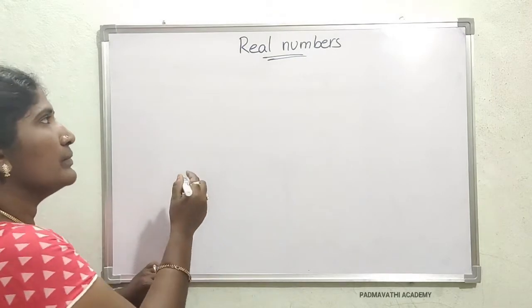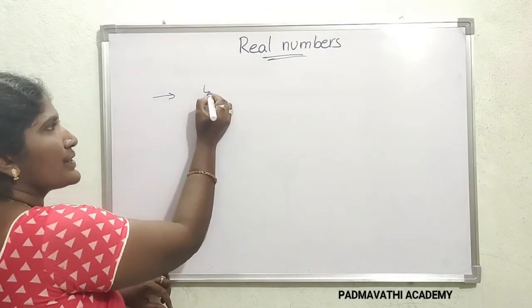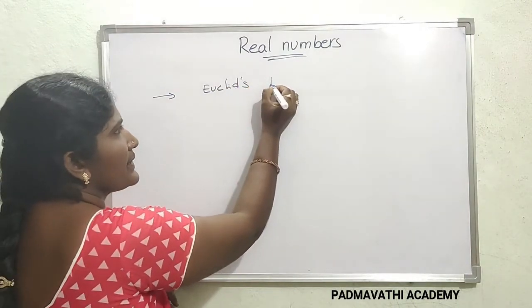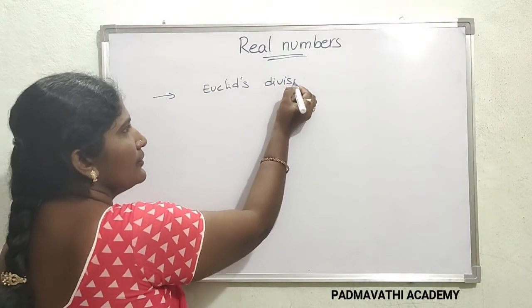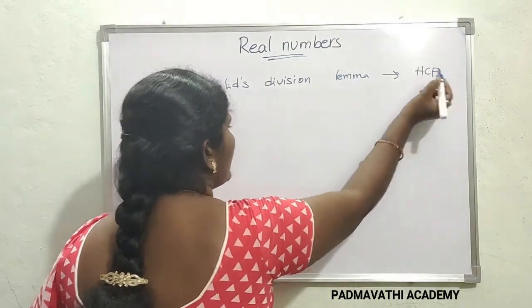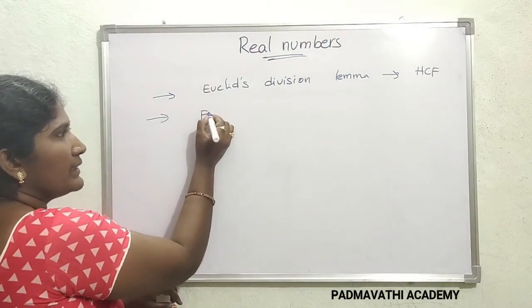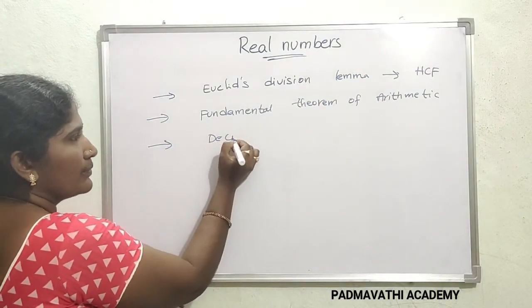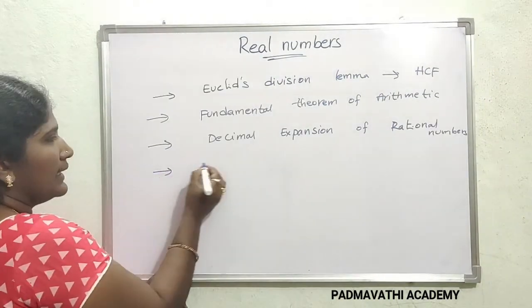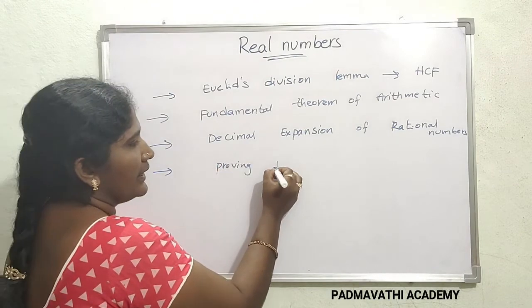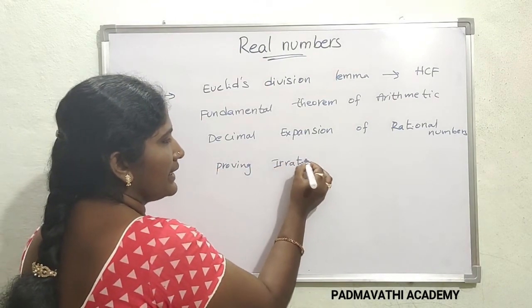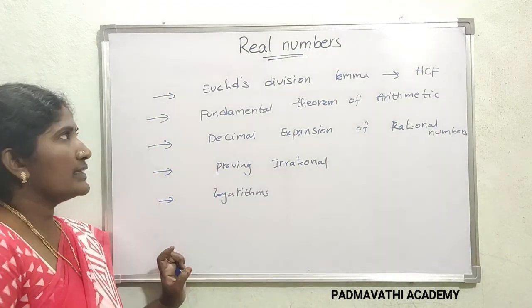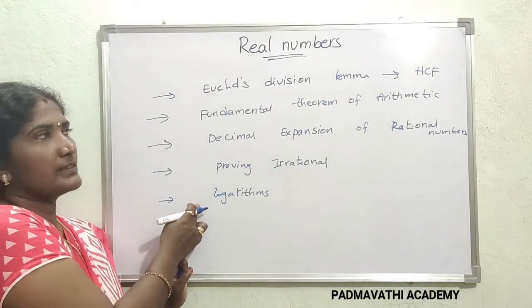Finally, in real numbers, what are the main concepts? The first concept is Euclid's division lemma. By using Euclid's division lemma, we can find out the HCF. Next, what is the fundamental theorem of arithmetic? Next, decimal expansion of rational numbers. And next, proving that a given number is irrational. Finally, applying logarithms. In this chapter, we discuss these topics.